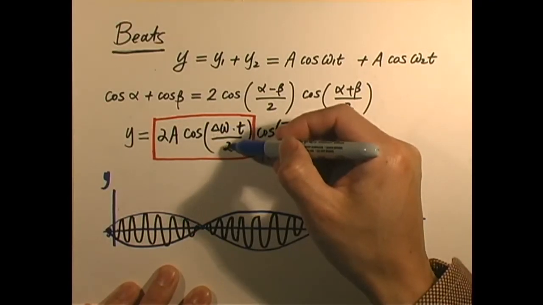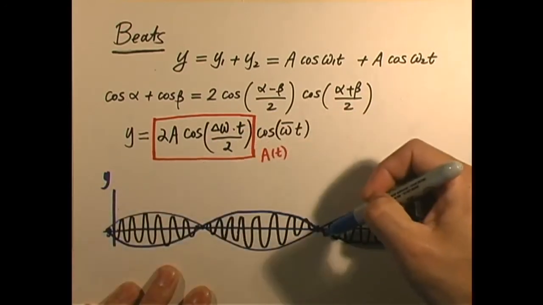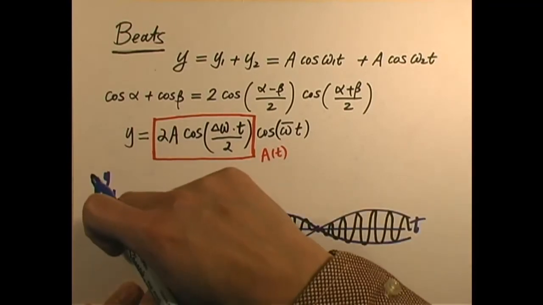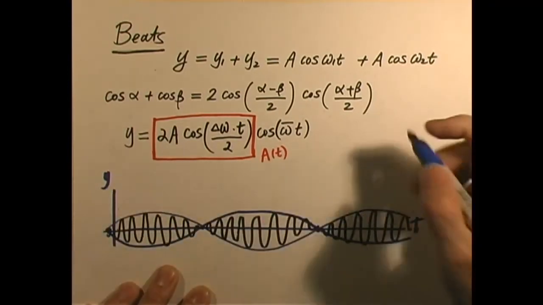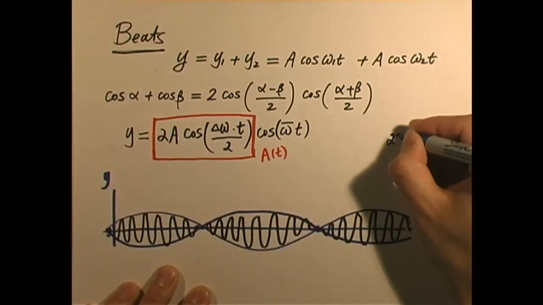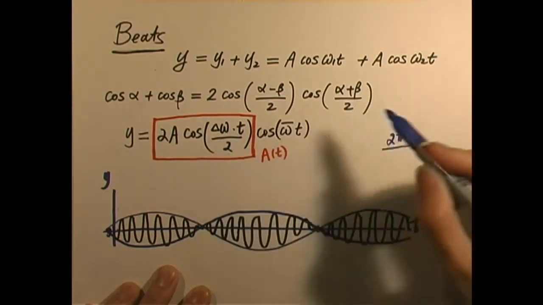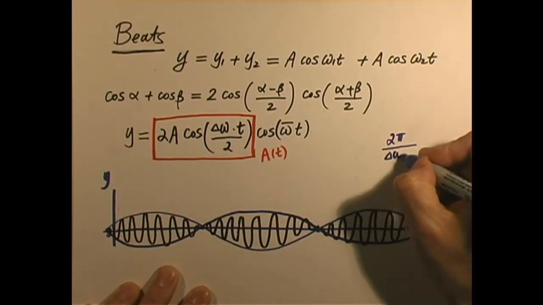So how long does it take to go from here to there? You will have to take 2 pi divided by the angular frequency, right? So the time it takes to go from here to there would be 2 pi divided by this angular frequency, which is delta omega over 2.